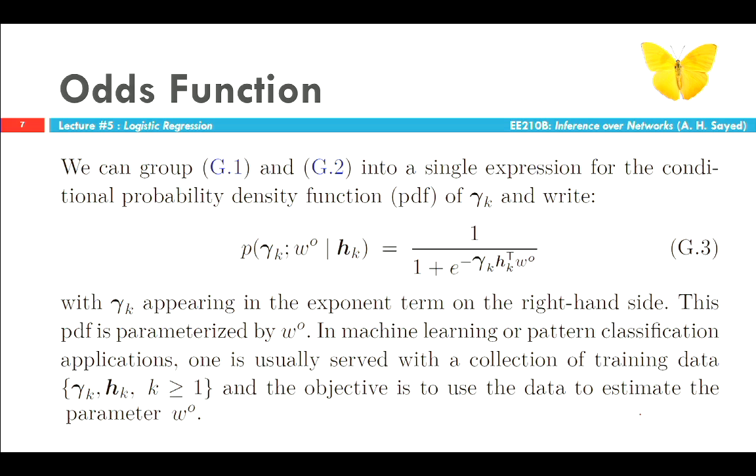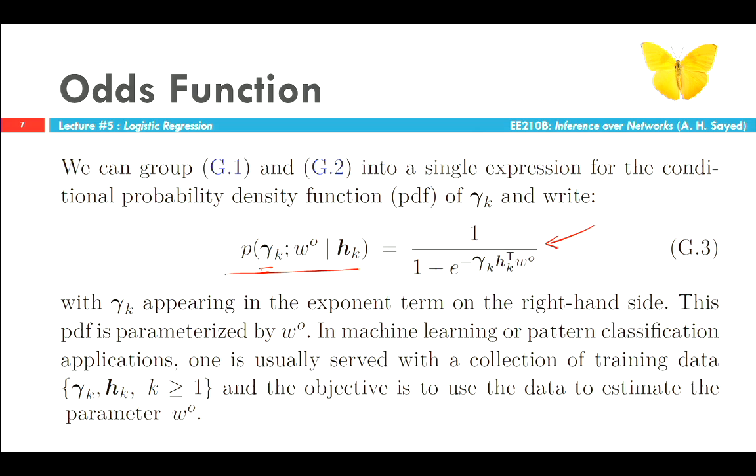Now, the conditional PDF, given the feature data, I can write in a single expression rather than writing it for each gamma. I can group them together into a single expression. When gamma is +1, this becomes minus. When gamma is -1, this becomes plus. So in the logistic regression model, I assume that my conditional distribution of the data follows the logistic function that you have here for some omega 0 that I don't know. I give you many gammas, many h's, your job is to estimate omega 0.